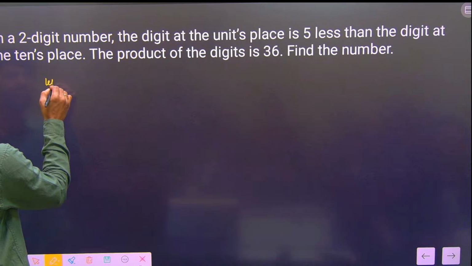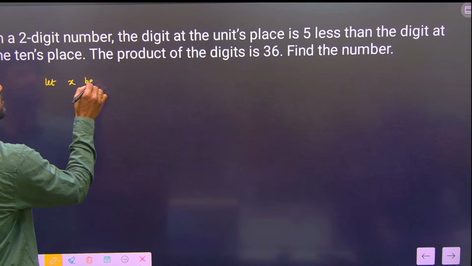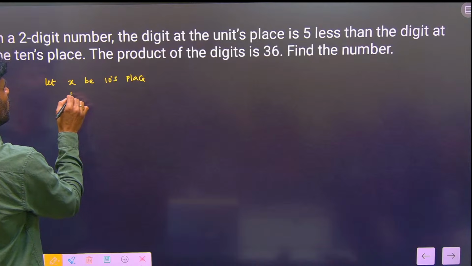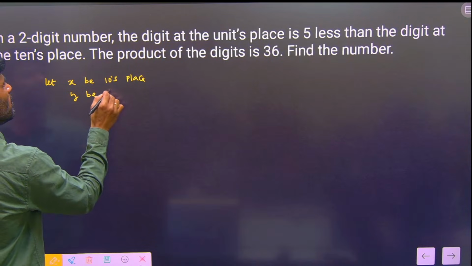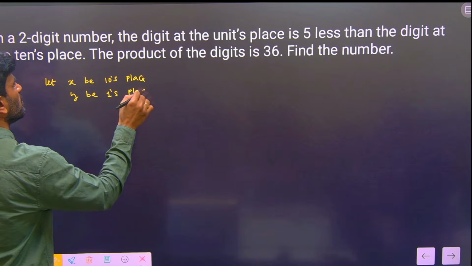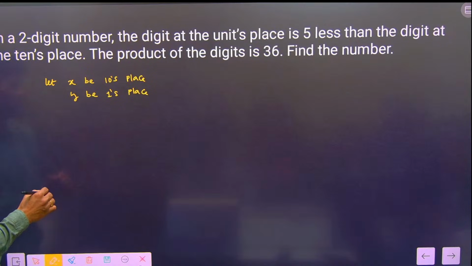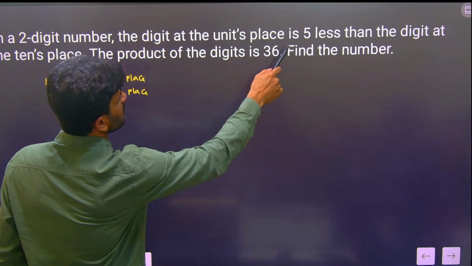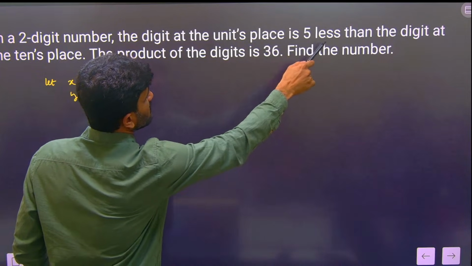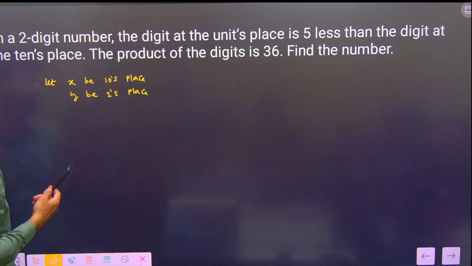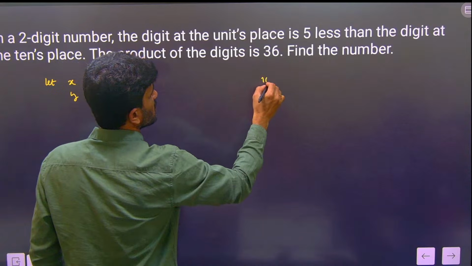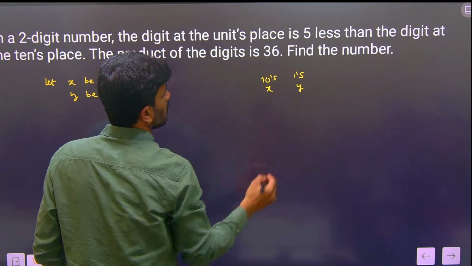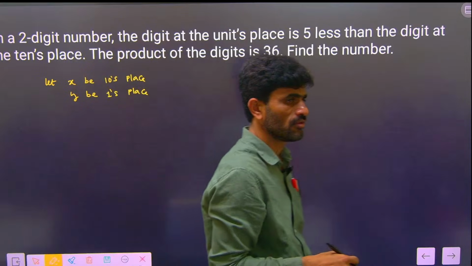Let x be in tens place, y be in ones place. What is the first information given? The digit in units place is 5 less than the digit in tens place. We took tens place, what did we take? Ones place, what did we take? Which is less, which is more?